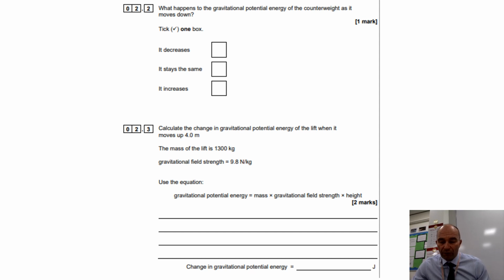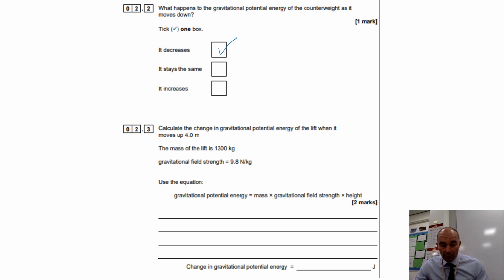2.2. What happens to the gravitational potential energy of the counterweight as it moves down? Well, if it's moving down, we're reducing its store of gravitational potential energy. So there's only one correct option: it decreases.